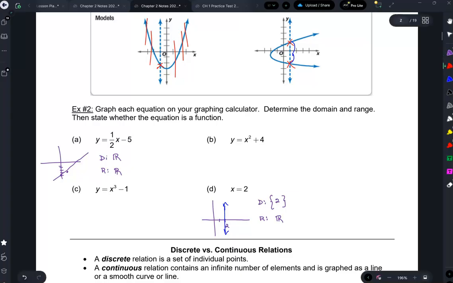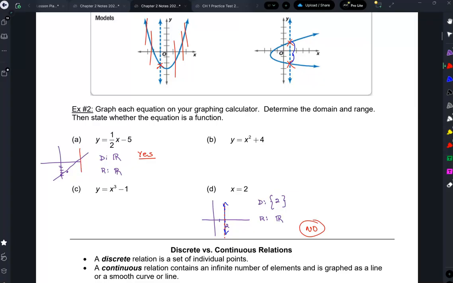Okay, going back to A, is that a function? Yes, because it passes the vertical line test, right? So yes, it's a function. Let's go back to D. Is that a function? No. Because if you draw a vertical line through the blue line, how many points does it pass through? Infinite, right? If you draw a vertical line, it passes through so many points.